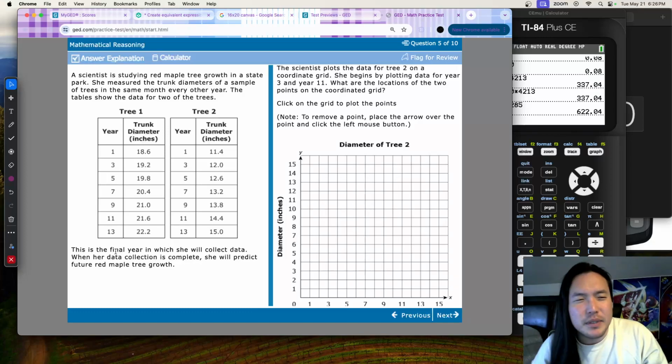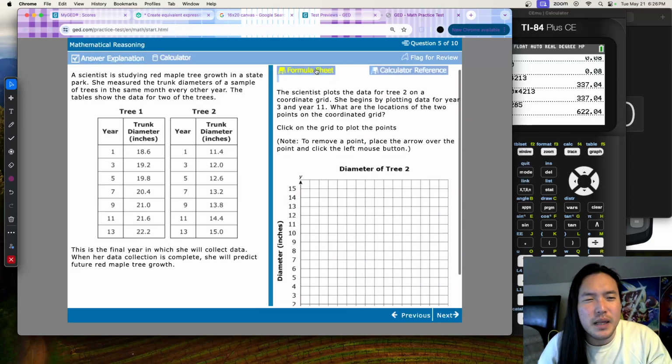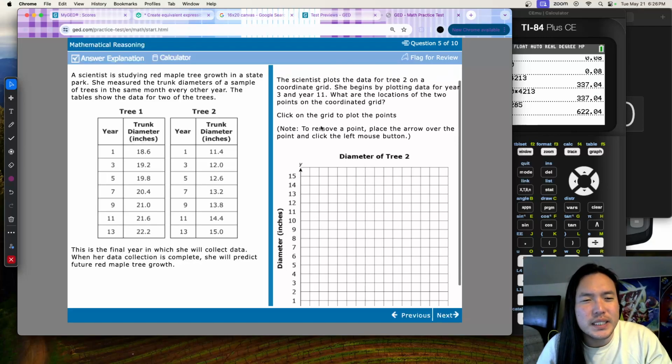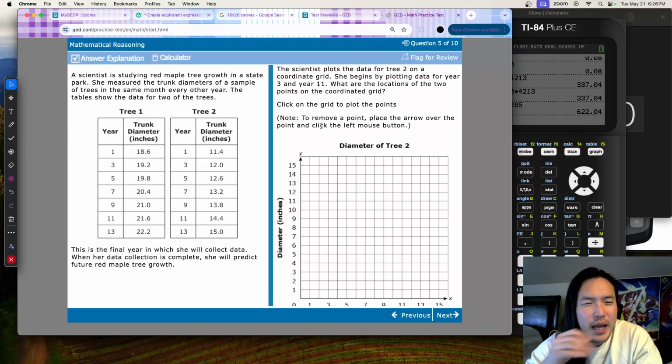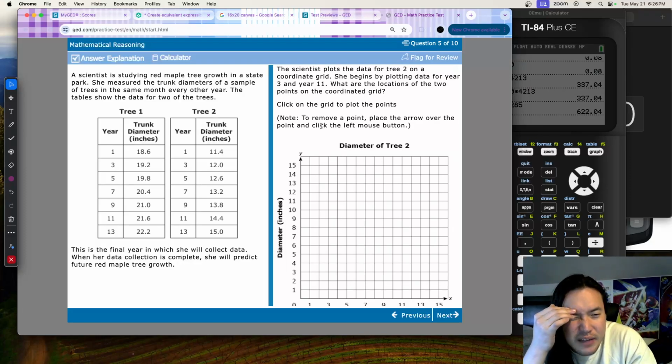The scientist, I'm going to start reading up here now. The scientist plots the data for tree 2 on a coordinate grid. She begins by plotting data for year 3 and year 11. What are the locations of the 2 points on the coordinate grid?